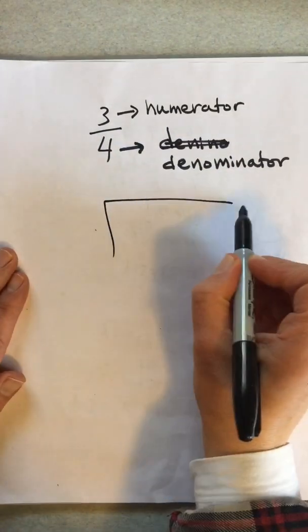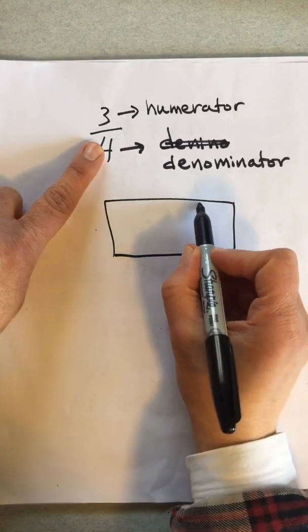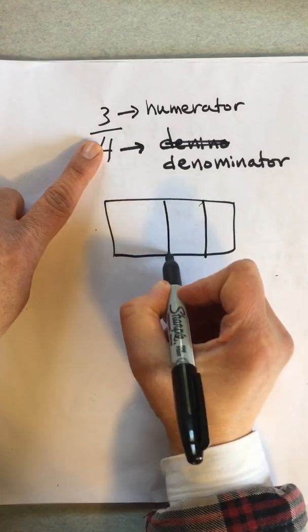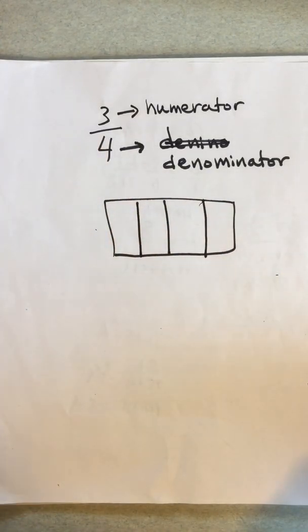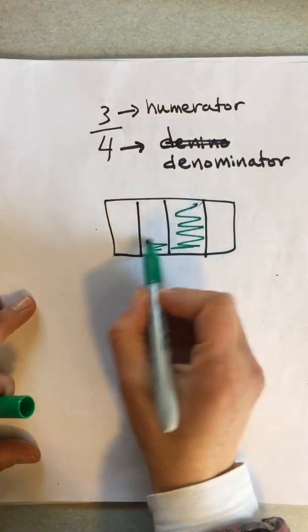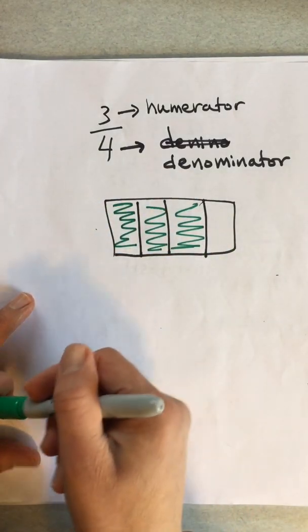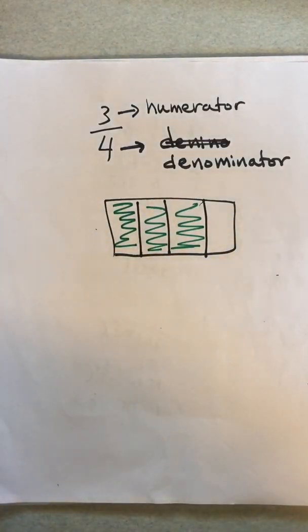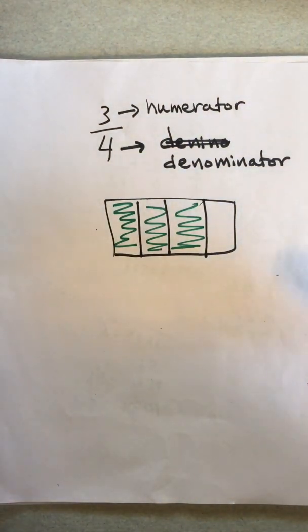If I draw a rectangle, how many parts am I dividing it into? 4. 1, 2, 3, 4. They're all supposed to be equal. And if I want to represent 3/4, I would shade 3 out of the 4, right? That was kind of review of what we did last assignment. We want to talk about something else.